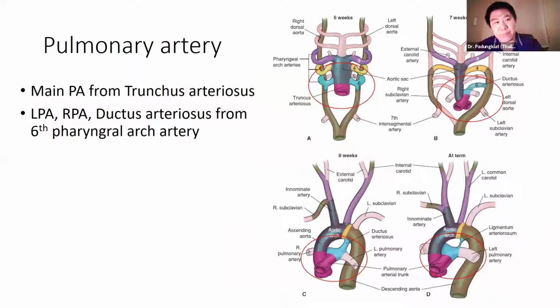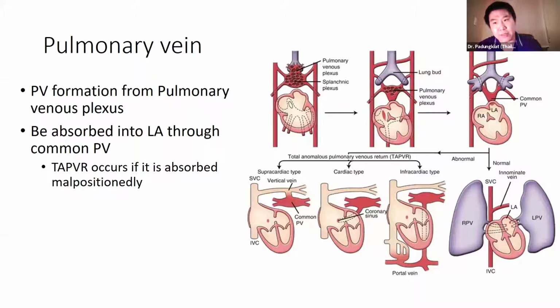But the pulmonary vein is different. There's no arch artery or anything else like that. It's only the splanchnic mesoderm. It forms a splanchnic plexus, and the plexus itself forms a pulmonary vein, and the vein gets absorbed into the left atrium. So there can be a condition called TAPVR, or PAPVR, the total or partial anomalous pulmonary venous return, because there's no major venous return to the heart.